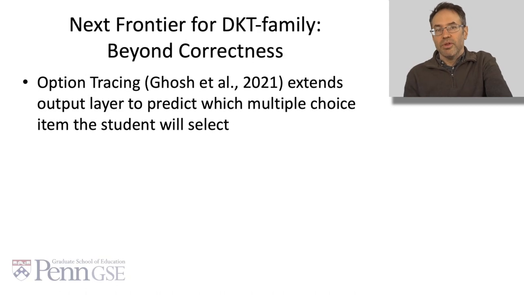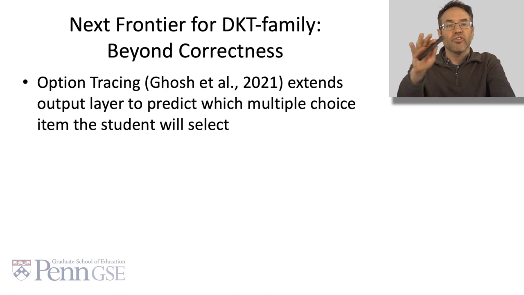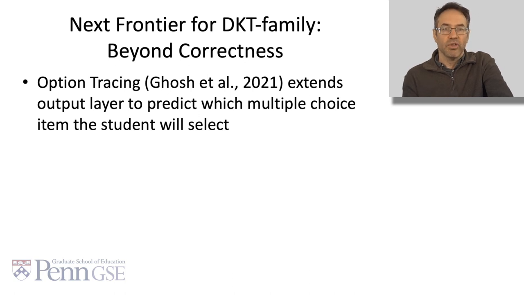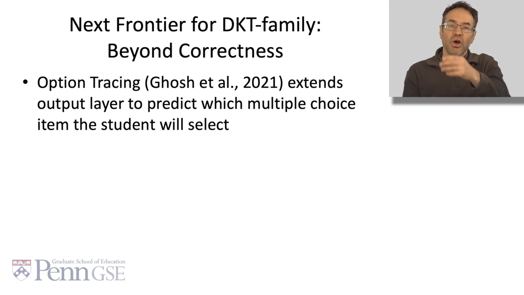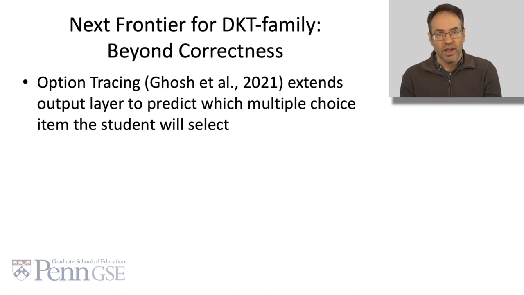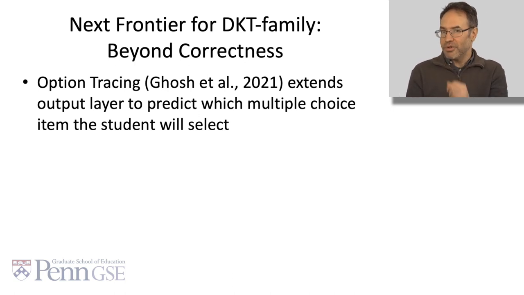The DKT family work is moving so quickly. There's literally dozens of papers a year. And I think that one of the key frontiers for this family of algorithms is getting beyond correctness. Ghosh et al. propose option tracing, which extends the output layer of the neural network to predict not only correctness, but which multiple choice item the student will select. And that has a lot of potential for being able to capture misconceptions as well as correct knowledge.